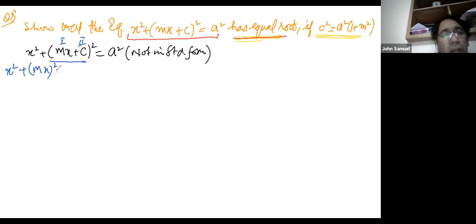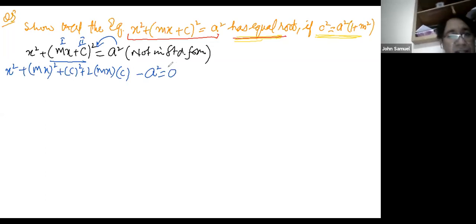mx square plus second term square plus 2 of the formula into first term mx, second term is c, and then, my dear student, I will shift this value to this side. This will become minus a square. Now we have 0 on the other side. Hope you got it.